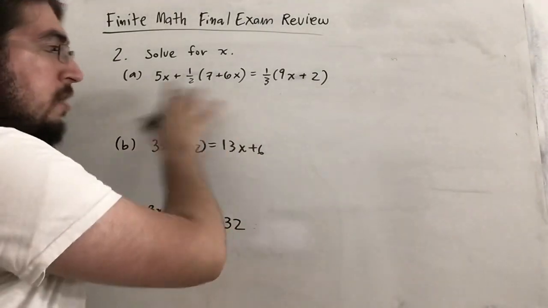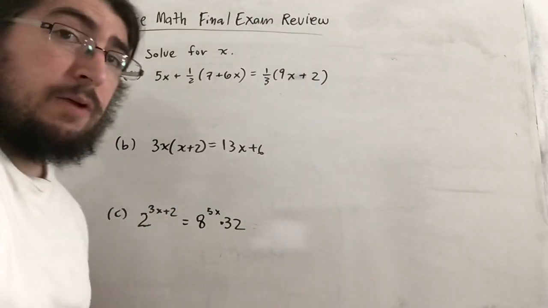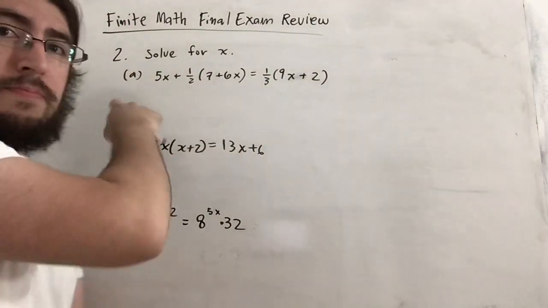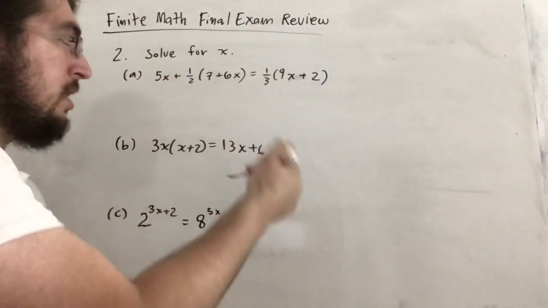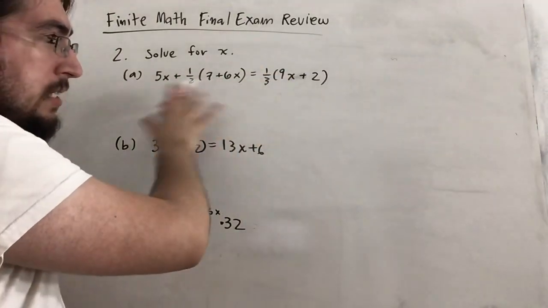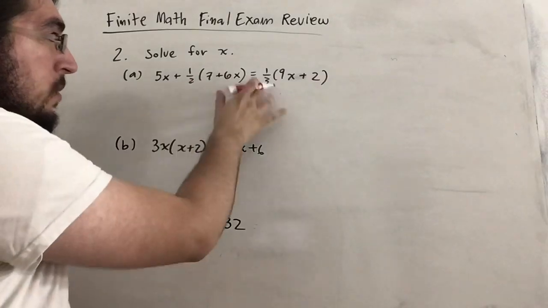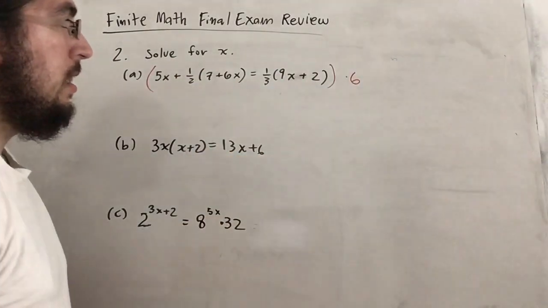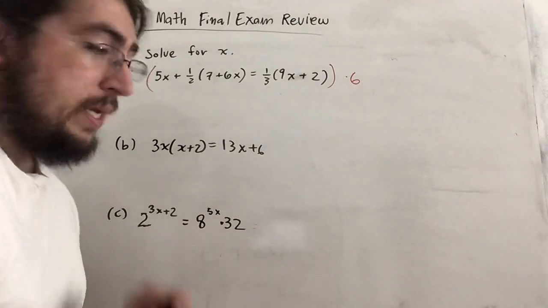For the linear, I'm going to notice there are fractions involved. So if you want to get rid of fractions right away, we can certainly do so by multiplying everything by the least common denominator, which in this case is the least common multiple of 2 and 3, which is just their product, 6. So if you multiply everything by 6, here's what we get.